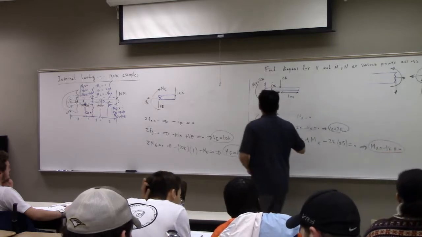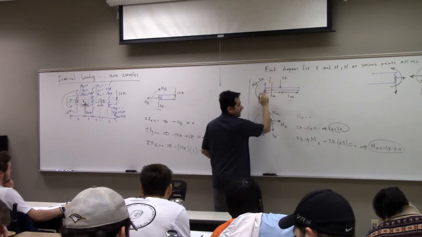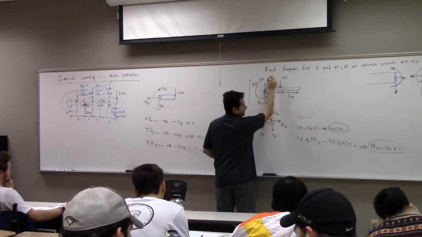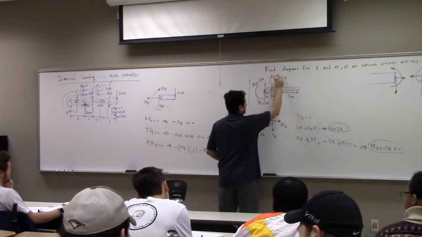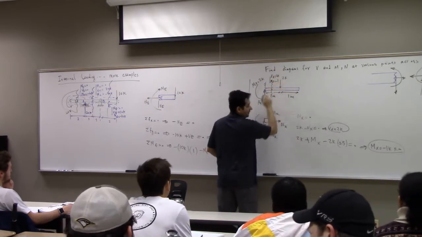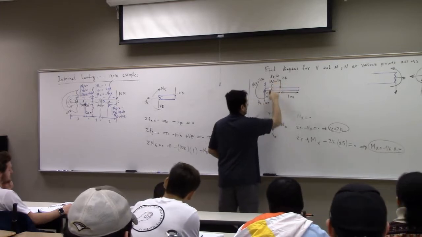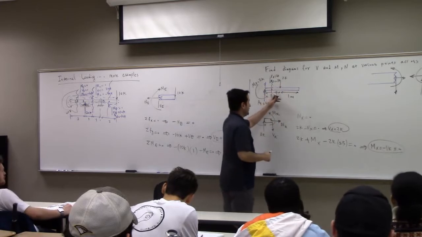So let's record the data here. At this point, N is just zero, I don't write it, VX is equal to 2K, and MX is equal to negative 1K at this point. Now, let's choose another point.